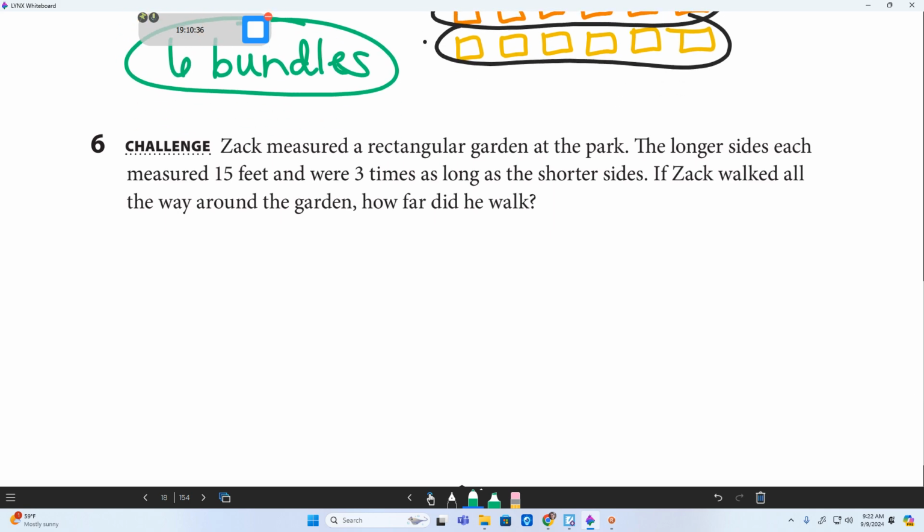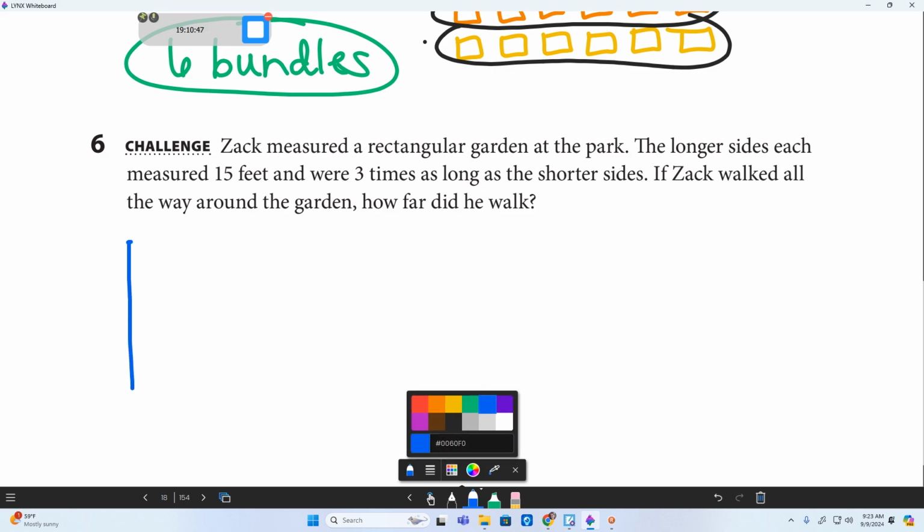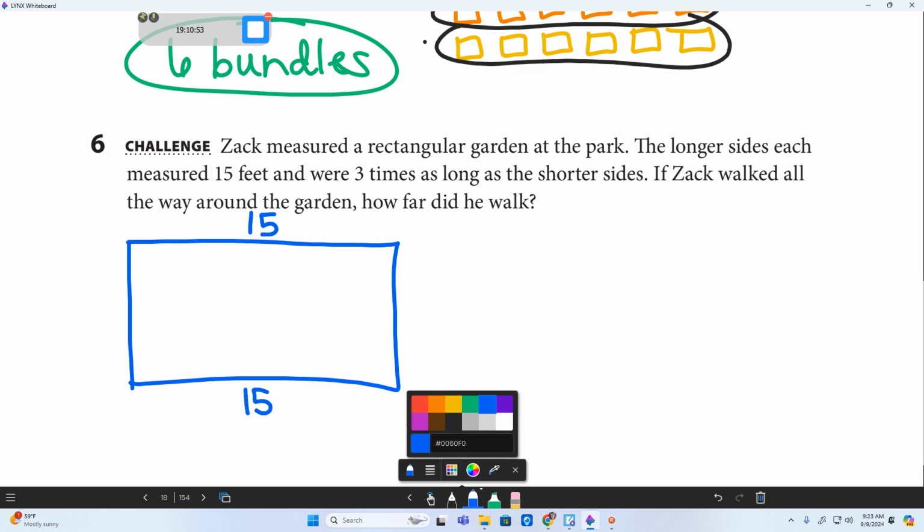Zach measured a rectangular garden at the park. The longer sides measured 15 feet. Dude, I am drawing a picture on this. That is for sure. All right, so I'm going to draw a park. And it says the longer sides were 15. So I'm going to label that. Okay, let me read again.